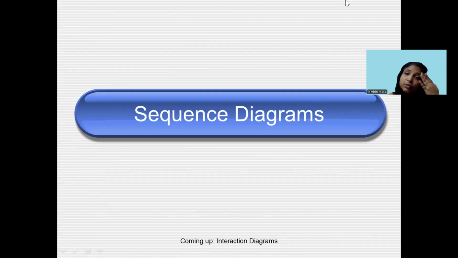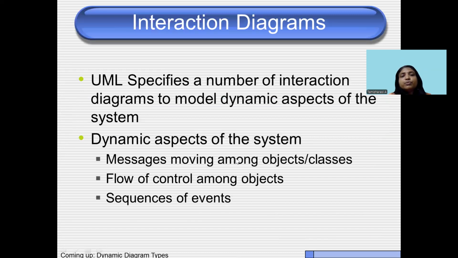Hi all, in this video lecture we are going to discuss the sequence diagram. So let me tell you what a sequence diagram is. The UML specifies a number of interaction diagrams to model the dynamic aspects of the system.